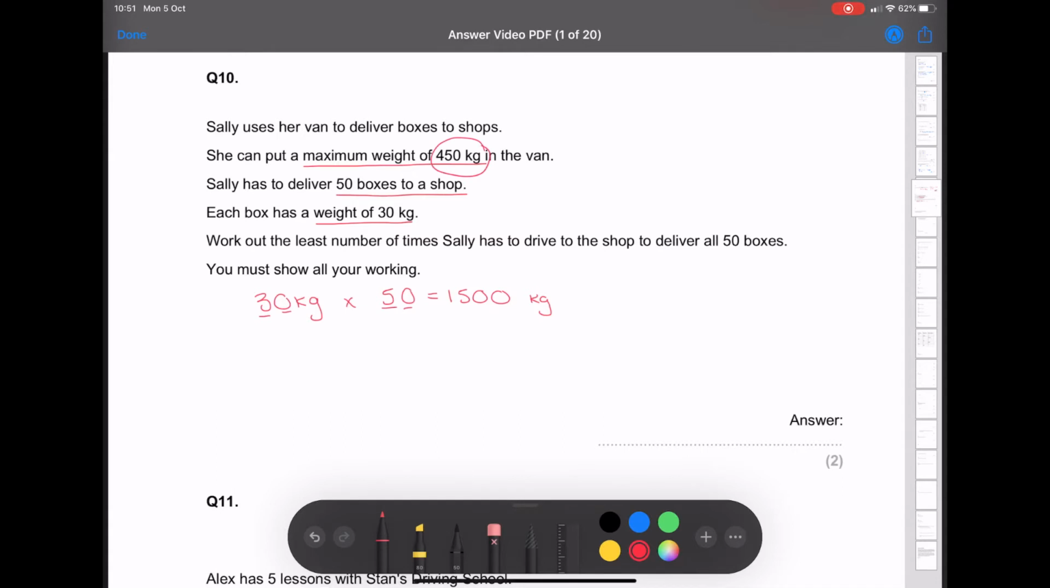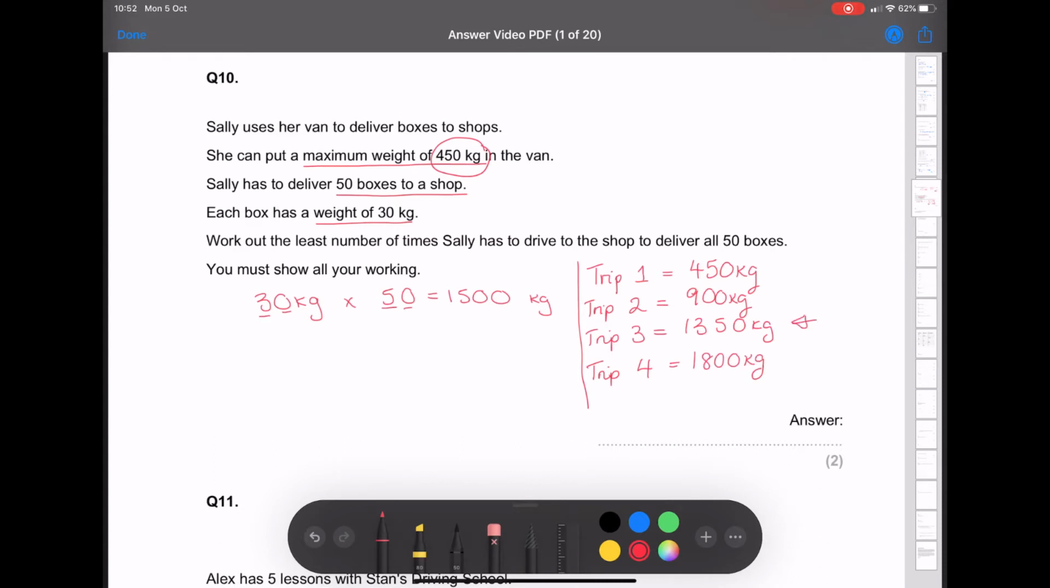So instead of actually doing a division question, if this comes up on the non-calculator paper, I would do it like this. Trip 1, she can use 450 kg. Trip 2, her first trip would have been 450, so by her second trip, she'd have done 900 kg. By her third trip altogether, if I add another 450 on, it will give me 1,350 kg altogether.